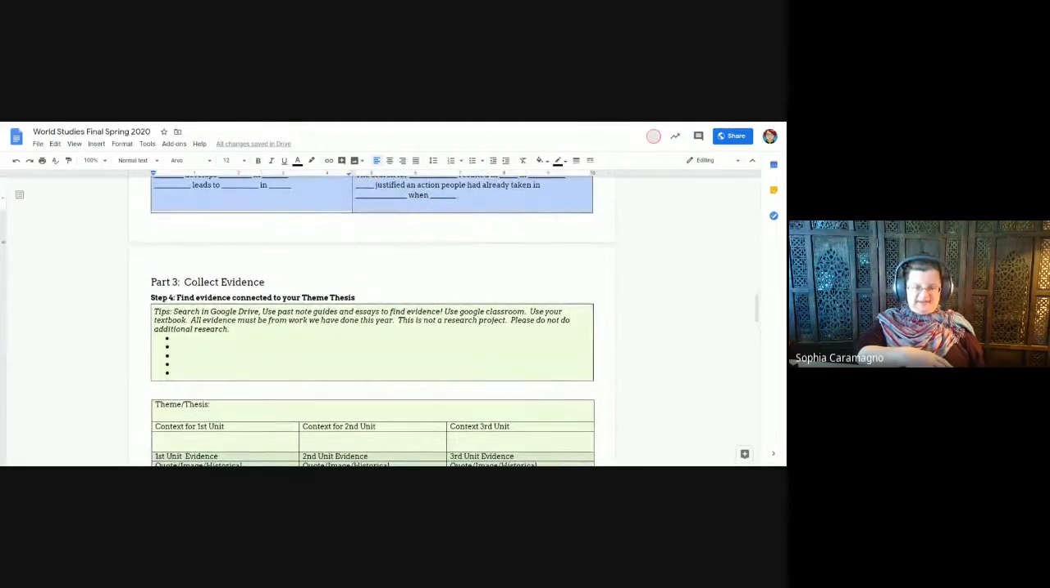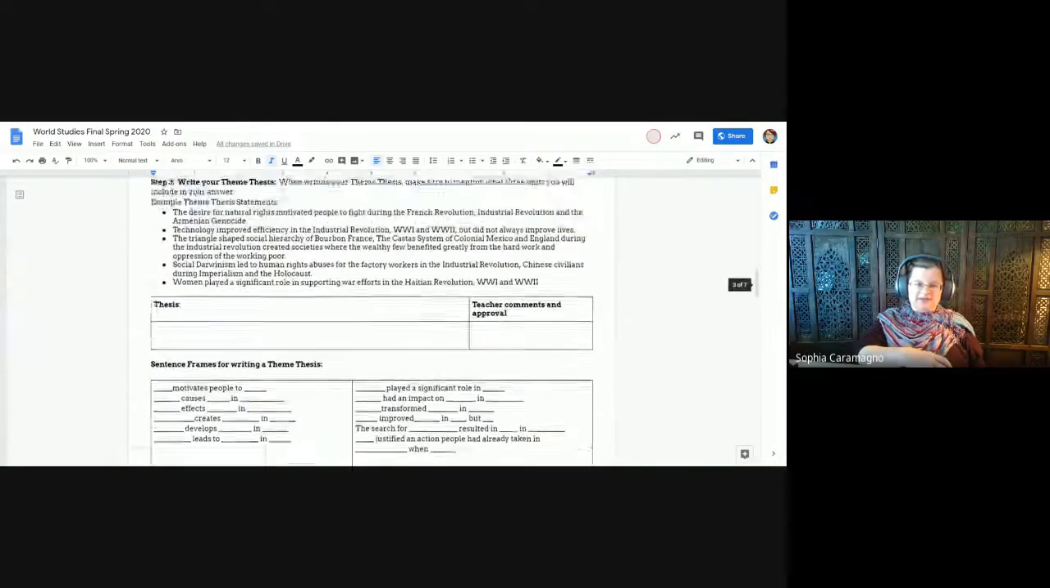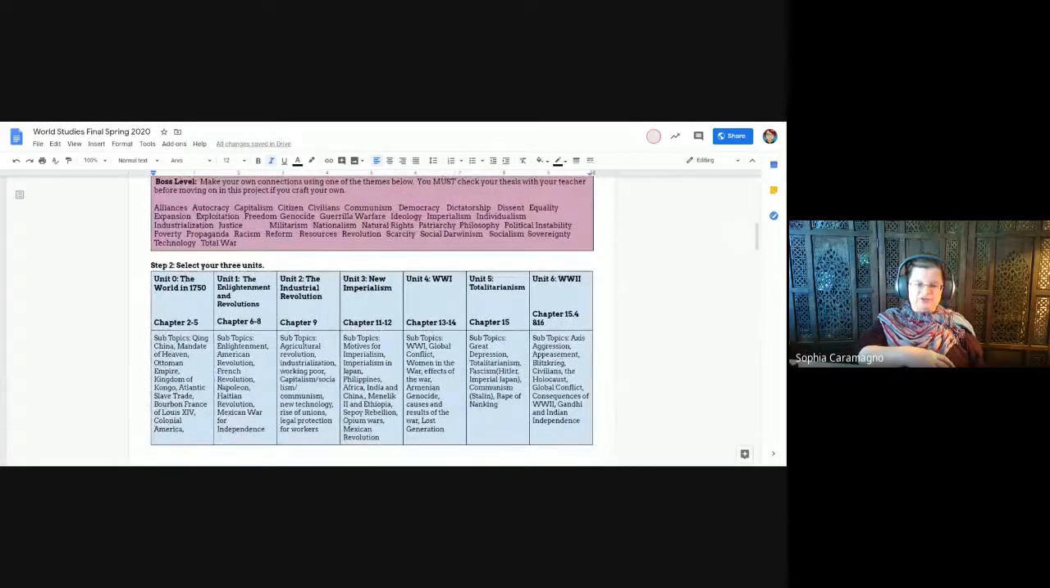Once you have your thesis and your 3 units, it's time to collect some evidence. We do not want you to do additional research for this project. Our goal is for you to find the information in the work you've already done this year. So you want to go to Google Drive and your notes and assignments and handouts and essays and any work that you've done over the course of the year, as well as going to your textbooks or readings or Newsela and other resources that you've used. We put the textbooks here. These are the chapters from your textbook for each section so that you can find them easily.